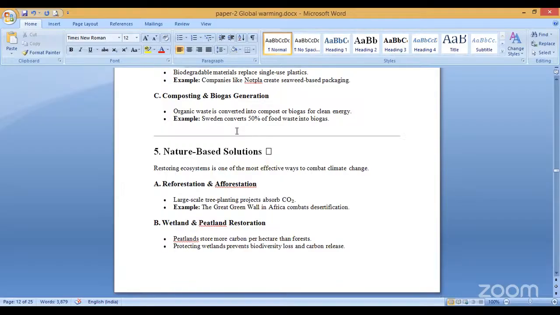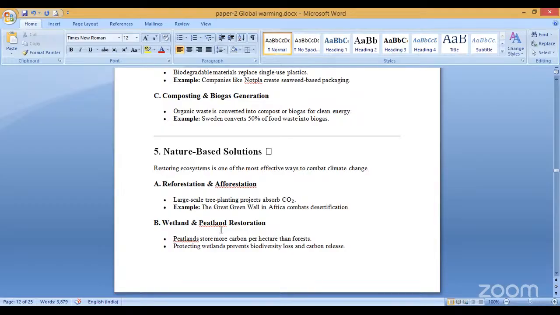Next one is composting and biogas generation. Reforestation and afforestation: large-scale tree planting projects absorb carbon dioxide. For example, the Great Green Wall in Africa combats desertification. So not deforestation, it is desertification.